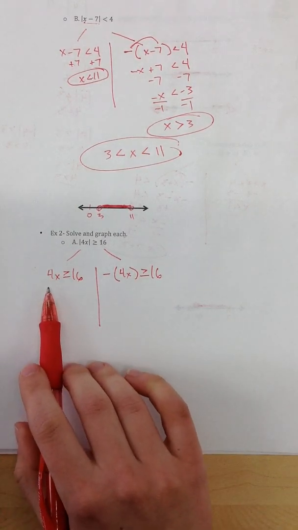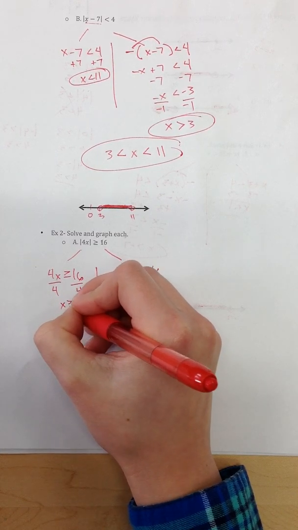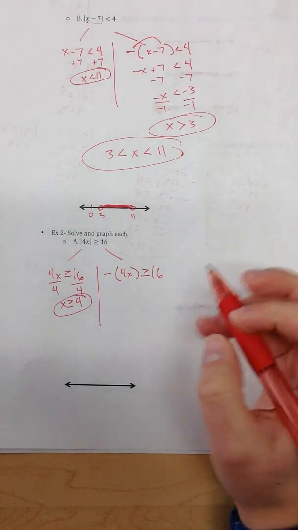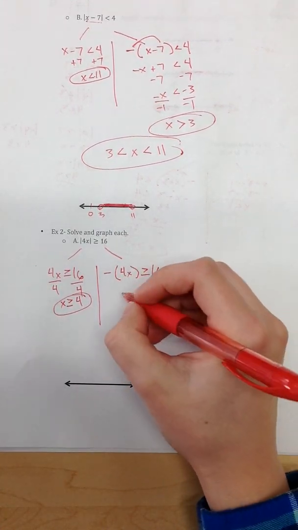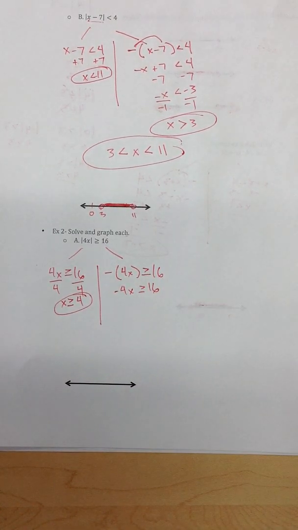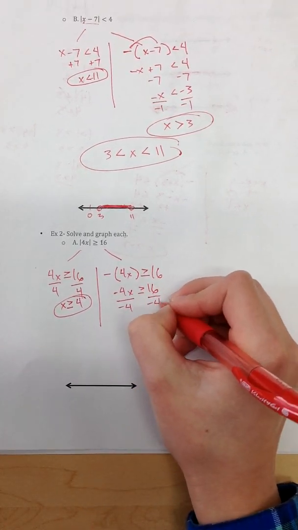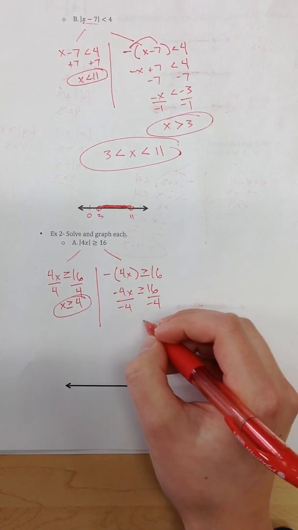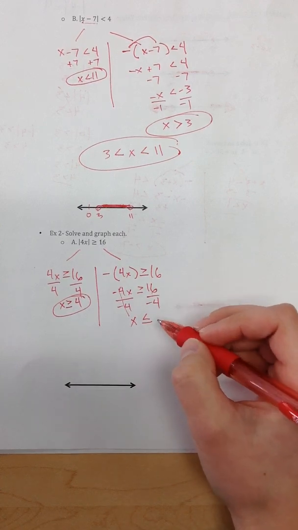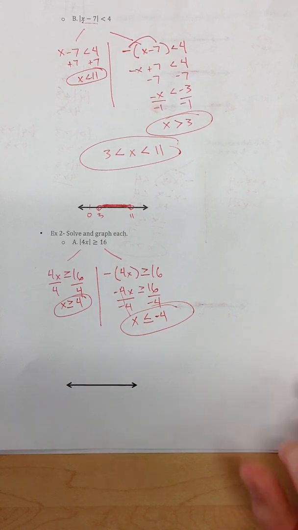So to get rid of multiplying by 4, divide by 4 on each side. So x is greater than or equal to 16 divided by 4 is 4. So that's one of them. And then the other one here, if I distribute the negative to the 4x, that would be negative 4x greater than or equal to 16. So then to get rid of the negative 4, divide by negative 4 on each side. Then since I'm dividing by a negative there, gotta be a sign switch. That stuff would cancel to be x, and then 16 divided by negative 4 is negative 4. So those are my two answers there.